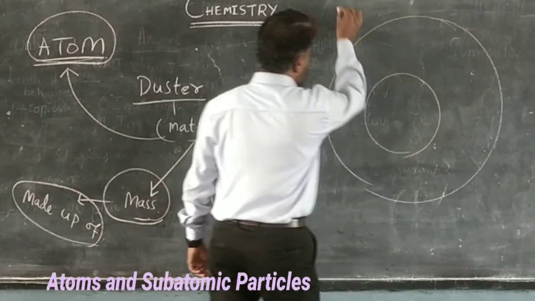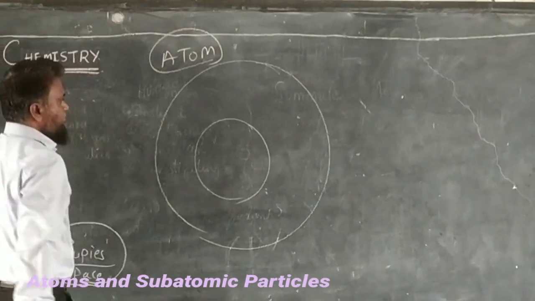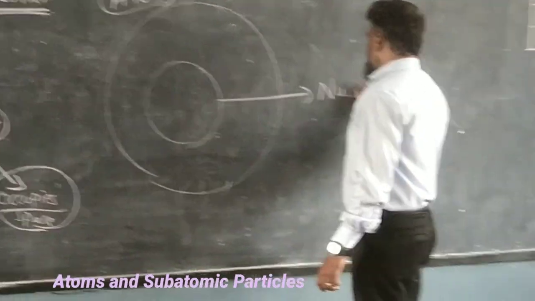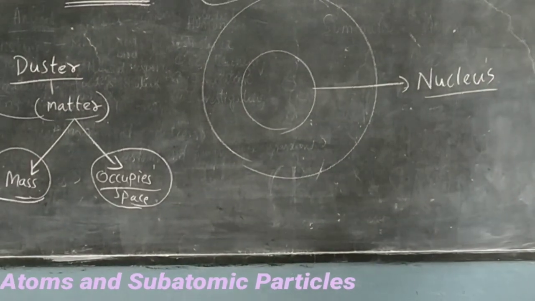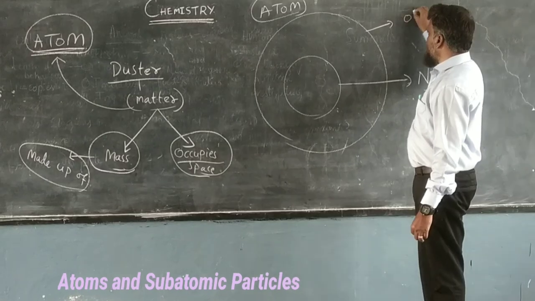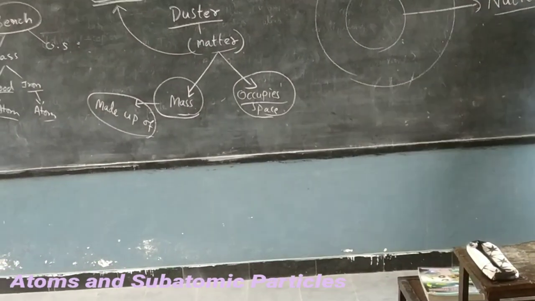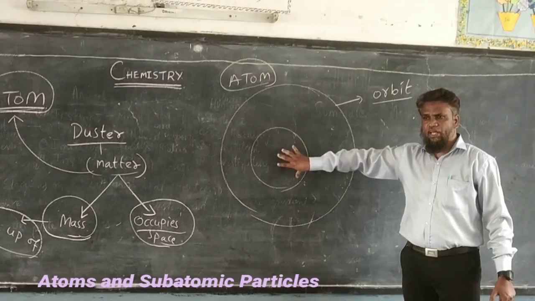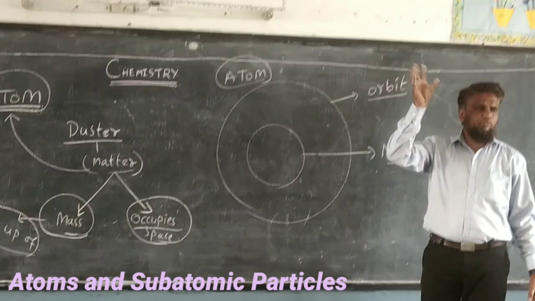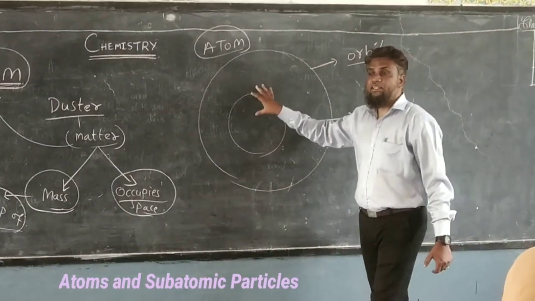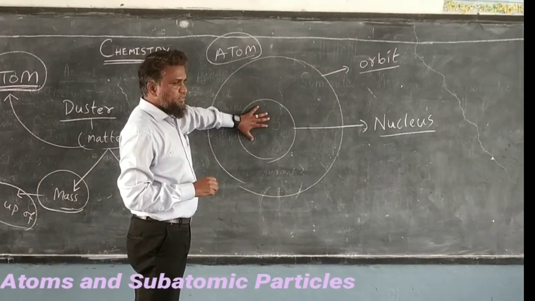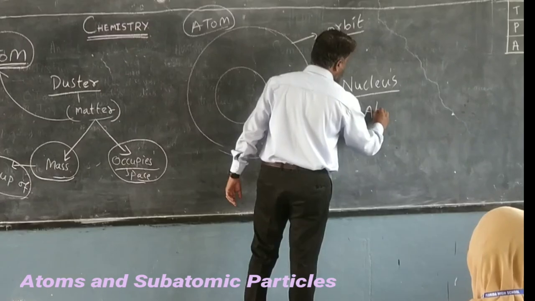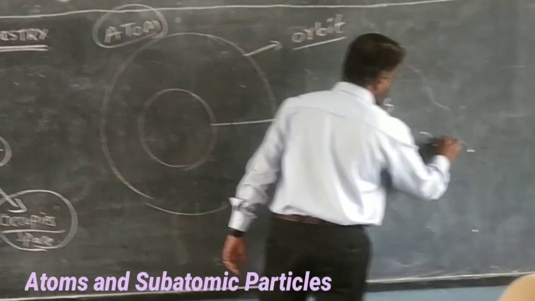Okay. Now let us see what an atom is. Whenever you think of an atom, you have to imagine that it consists of two parts. The inner part is known as the nucleus, and the outer part is the outer region. Now let us see what the nucleus is. The innermost part of the atom is known as the nucleus, just like the Earth has a core. Similarly, the atom has an innermost part. In the nucleus some particles are there. These particles are known as subatomic particles.